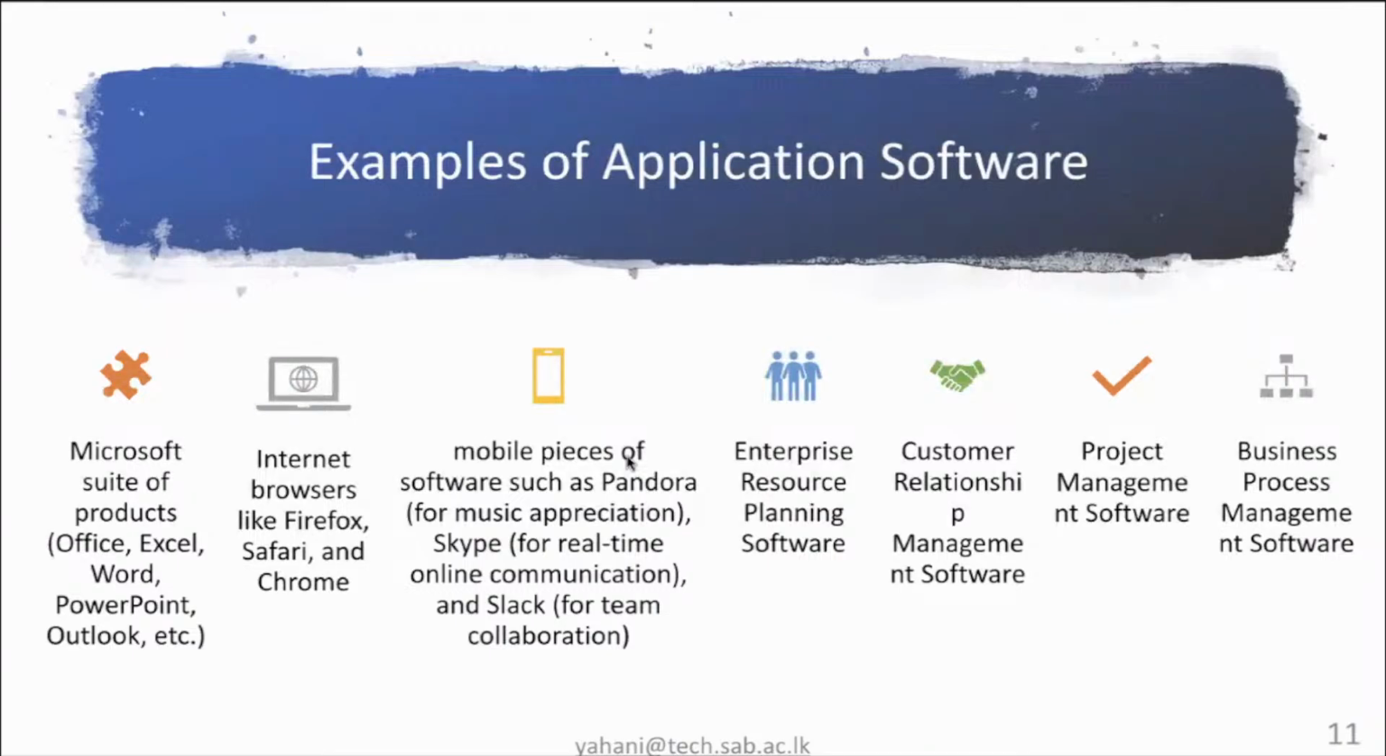Then what are the examples of application software? We have the Microsoft suite of products. I think you are all working in Excel, PowerPoint, Word, then Microsoft Outlook. It's built by the Microsoft company. It's not free. Outlook is the only free one. Office, Excel, and Word are not free. So you have to crack them. You have to crack that software, but it's not ethical.